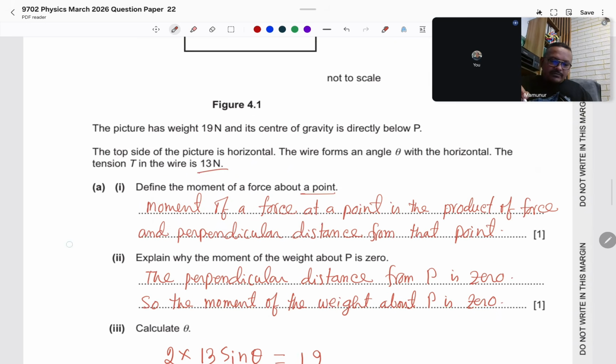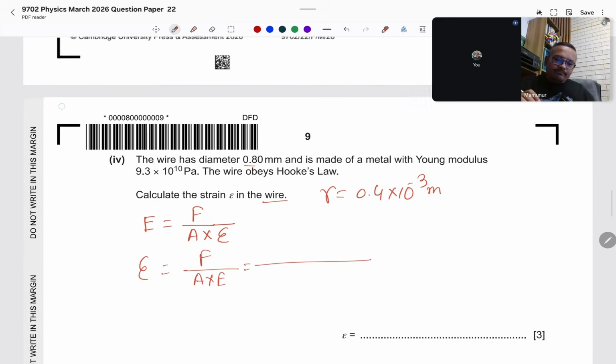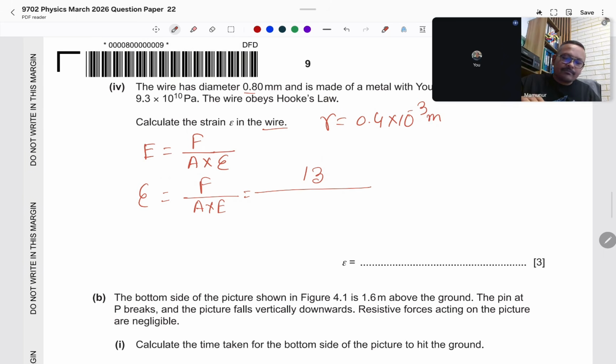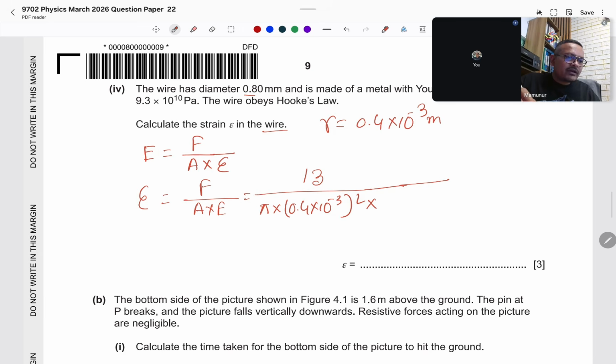The wire is given 13 Newton, so F is 13 Newton. Area means I need to calculate πr². It's π into (0.4 × 10^-3)², multiplied by the Young modulus, the value given is 9.3 × 10^10, and the answer is 2.78 × 10^-4.